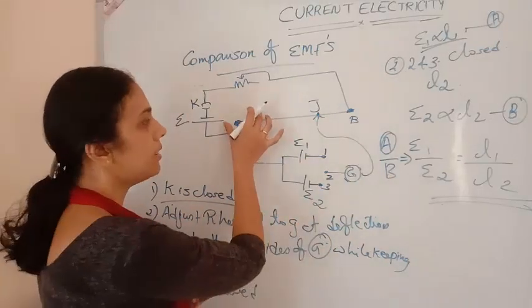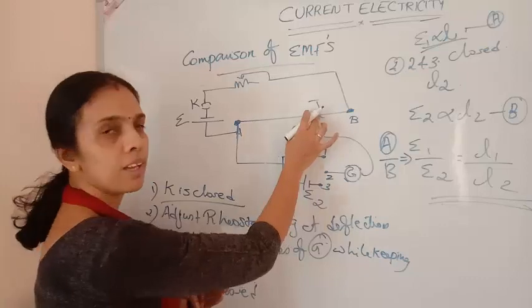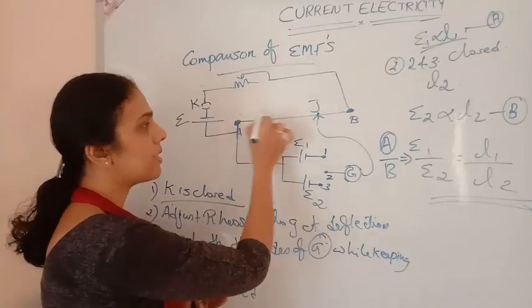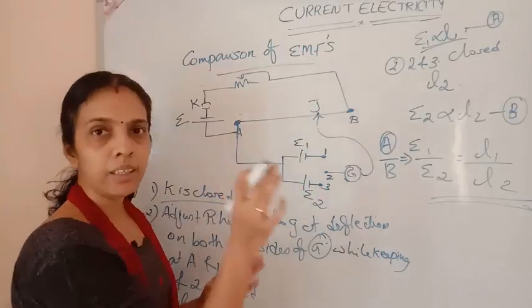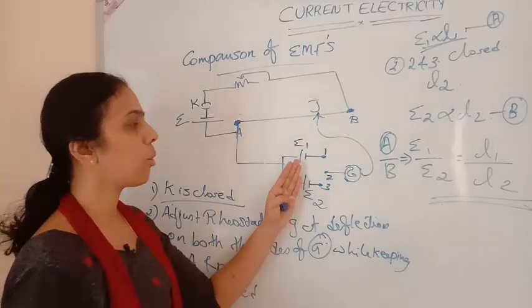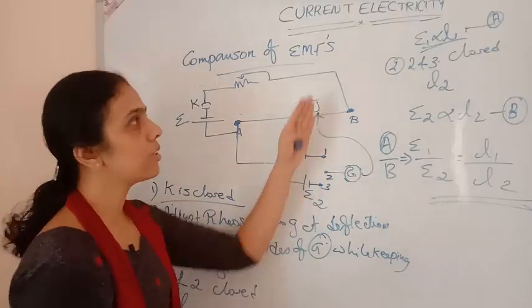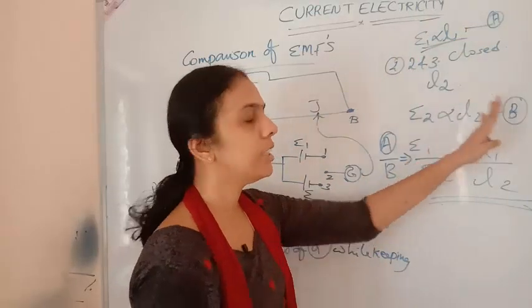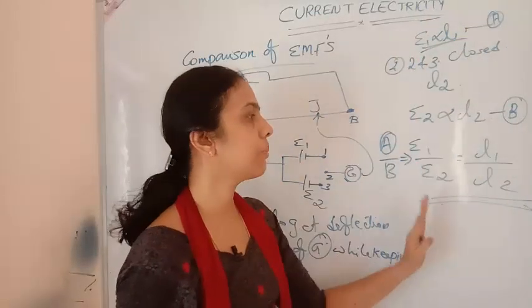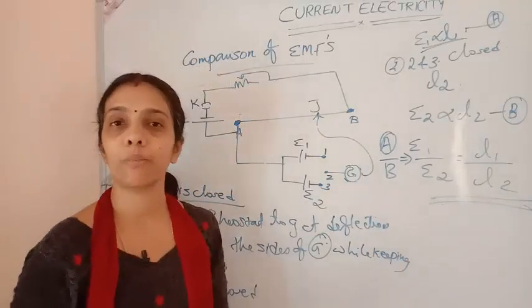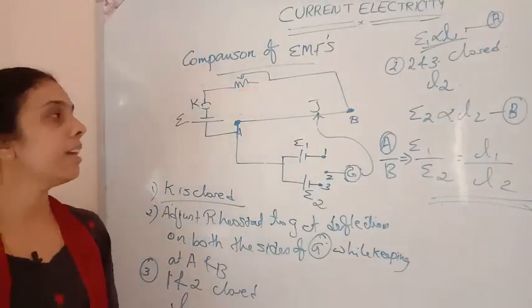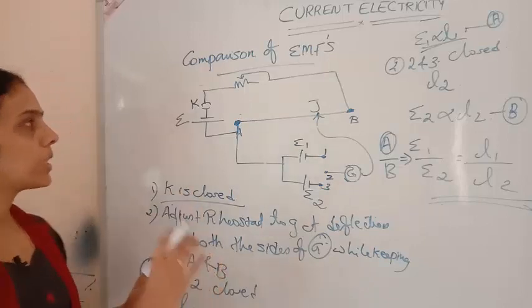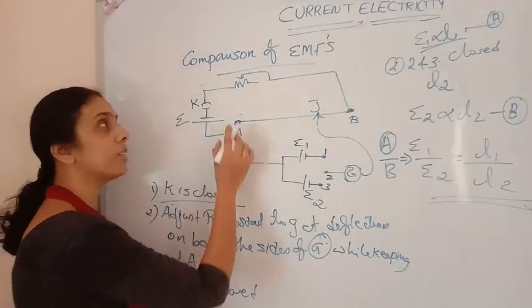That means there is no current flowing through E1. So the potential drop across this length of wire will be equal to the potential drop over here in E1. So we can write E1 is proportional to L1 and E2 is proportional to L2. E1 by E2 will be equal to L1 by L2. Clear? These are some of the precautions you should consider over here.